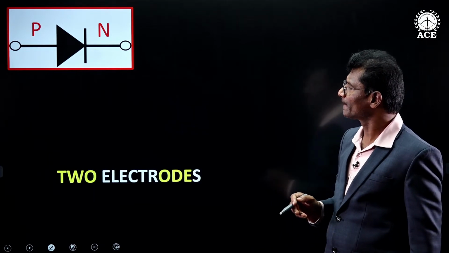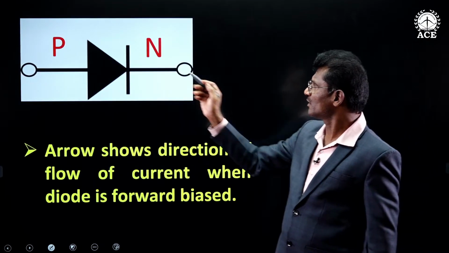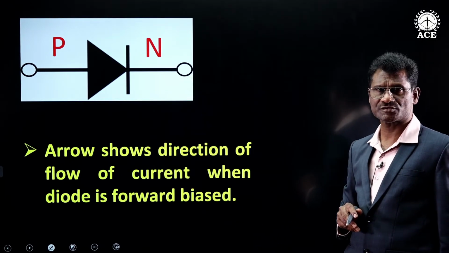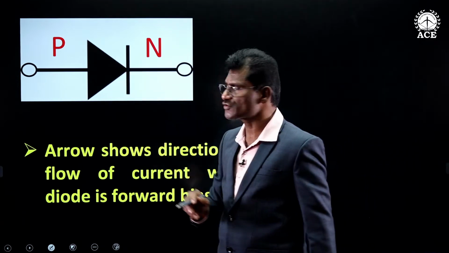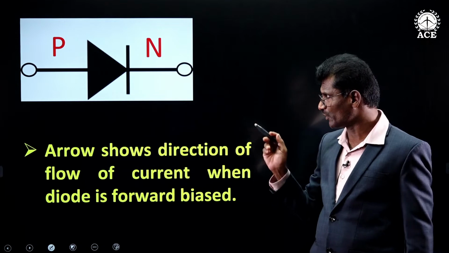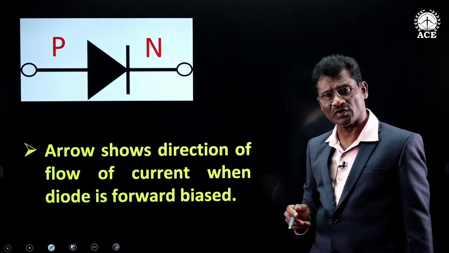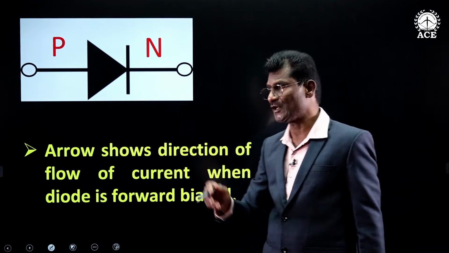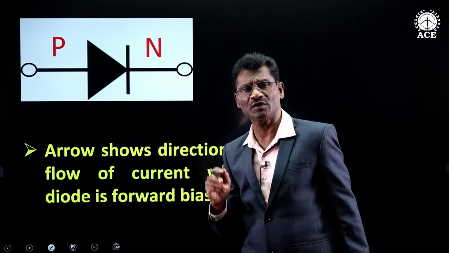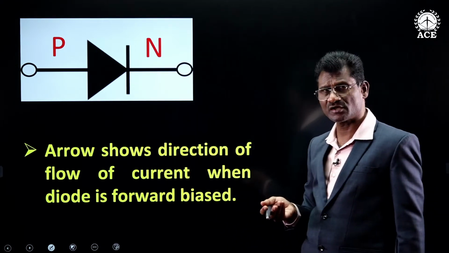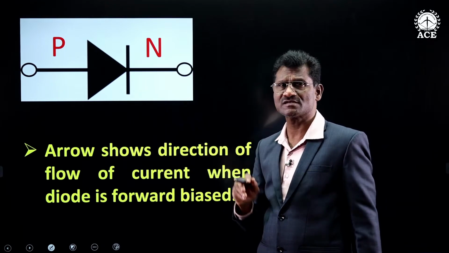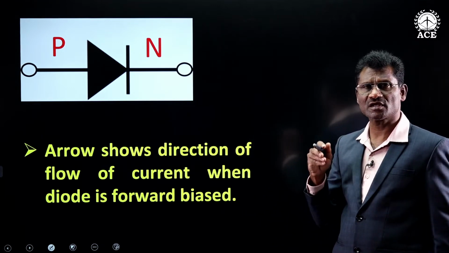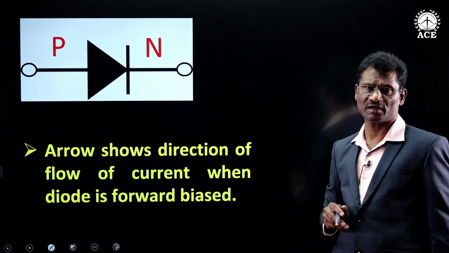Now, in this circuit symbol, that arrow shows direction of flow of current when the diode is forward biased. When the diode is forward biased, we know that current goes from P to N, and hence the arrow is pointing from P to N. Remember that a circuit symbol is used to minimize the size of any device and to give you all the basic information for ease in understanding.